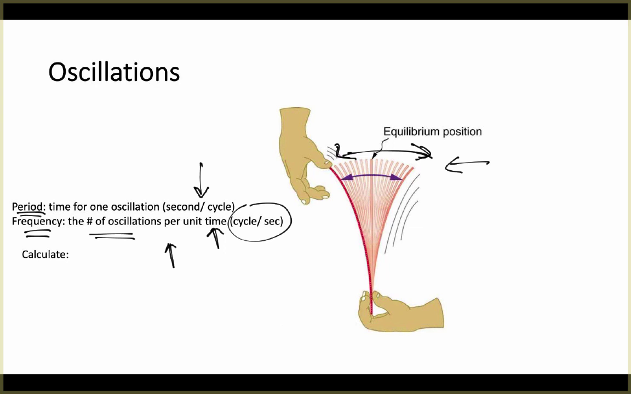Let's do a really quick example so that we can get an idea of what I'm talking about, trying to compute this. I have two baseball players that warm up with a game of catch. If it takes 6.6 seconds for the ball to go from one player to the other player and then back again, what is the frequency of the ball's motion?